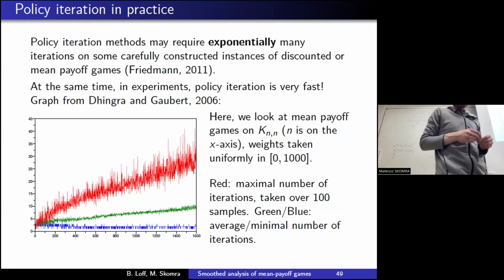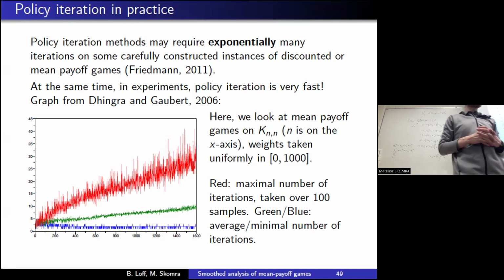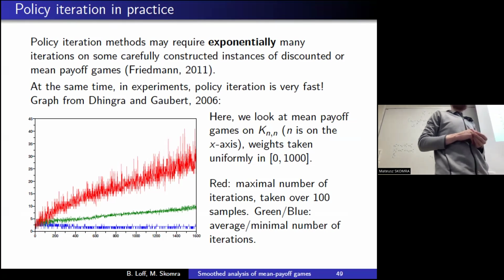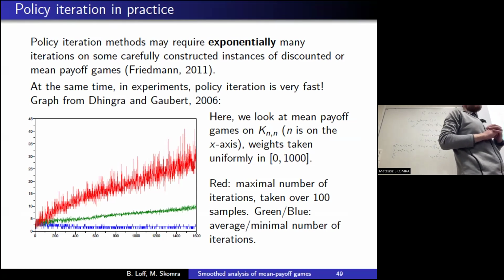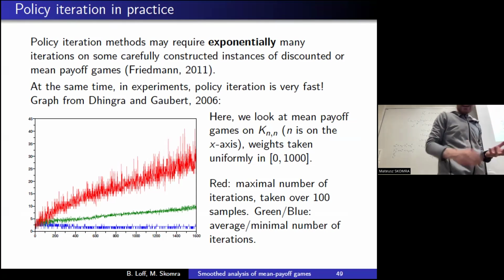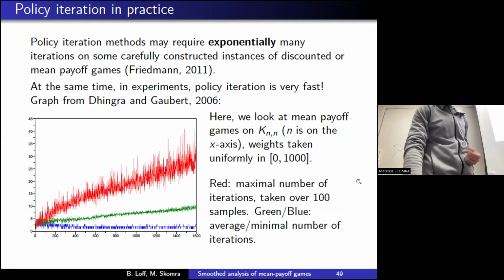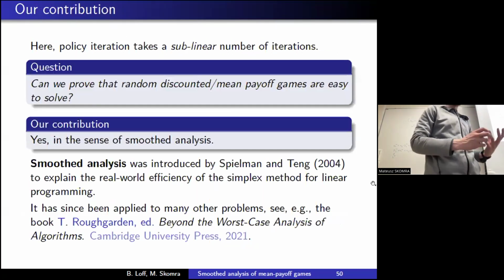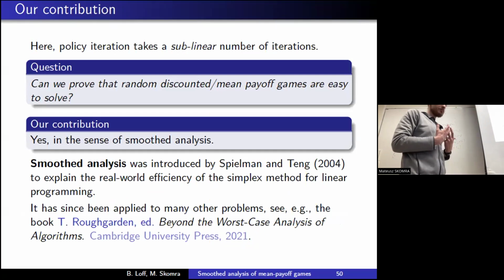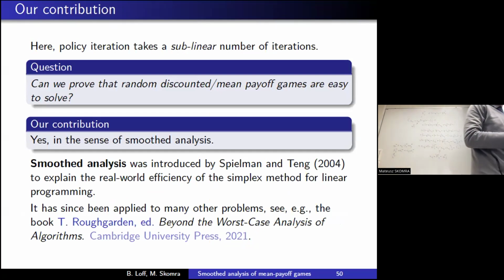So in very carefully constructed examples, you can take exponentially many steps. But if you run it with random weights, then it becomes super easy. It's not even linear in the number of nodes. It's less than that. So that begs the question, well, why? And can we prove it? Can we prove formally that if I take my weights at random, then these games are easy to solve?